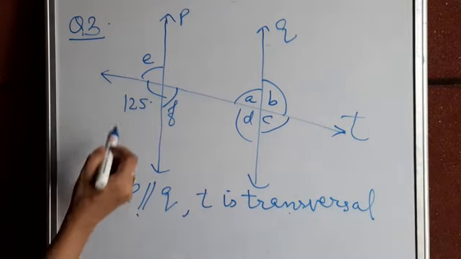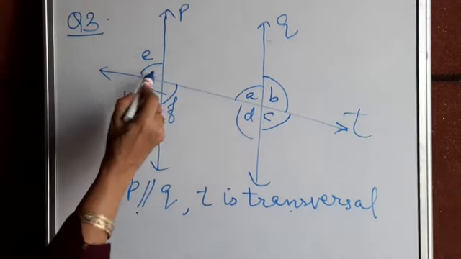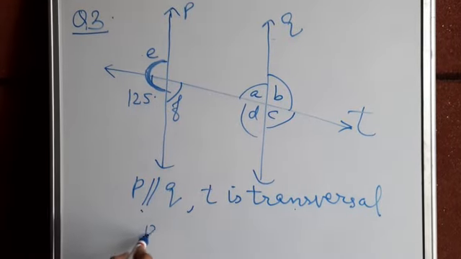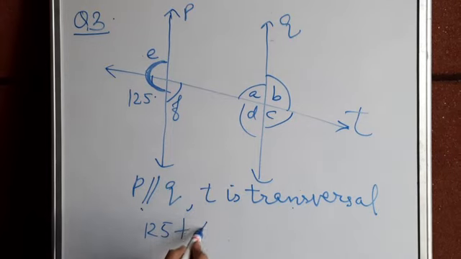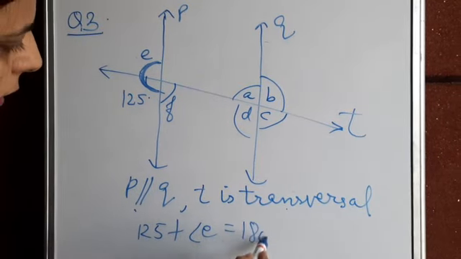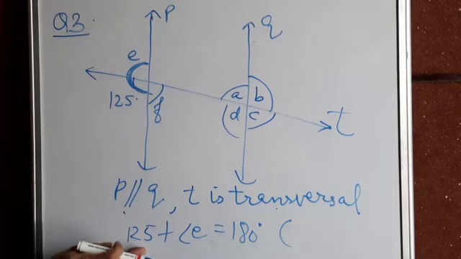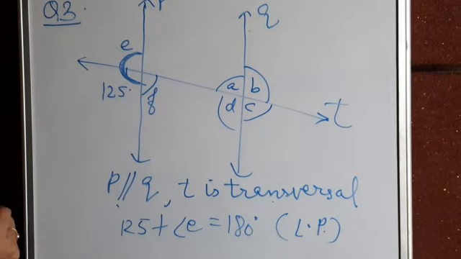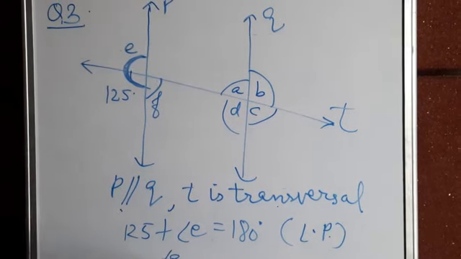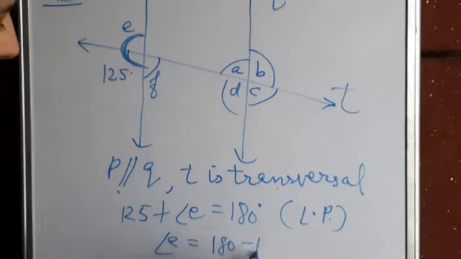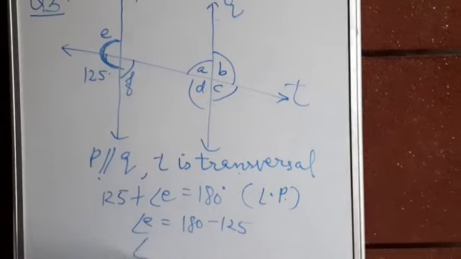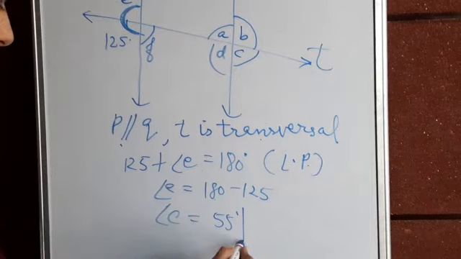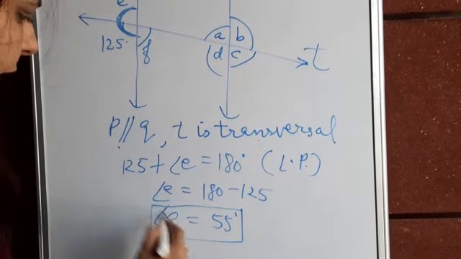First of all, I am finding angle E because 125 and E both make a linear pair. So I will write here 125 plus angle E equals 180. Always write why. For this you write linear pair, because they both make a linear pair. So angle E will be equal to 180 minus 125, and angle E is equal to 55. When you subtract you will get 55. So this is the value of angle E.